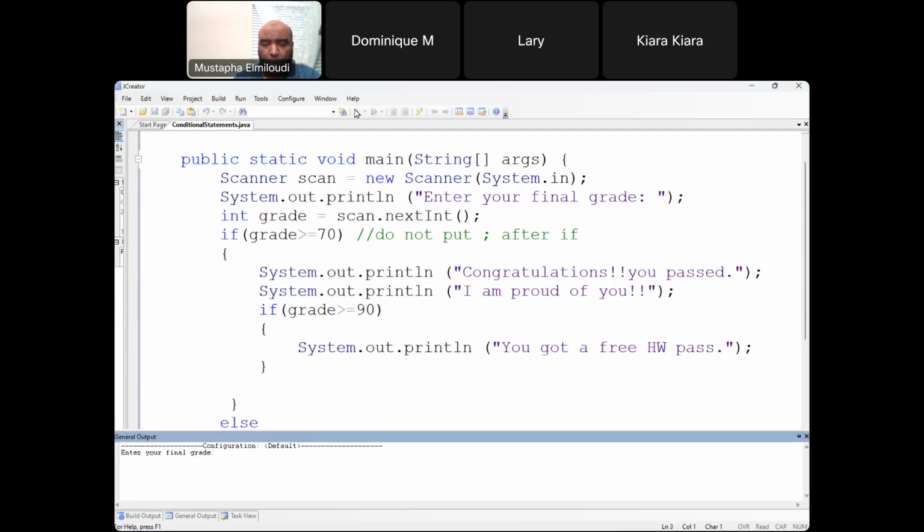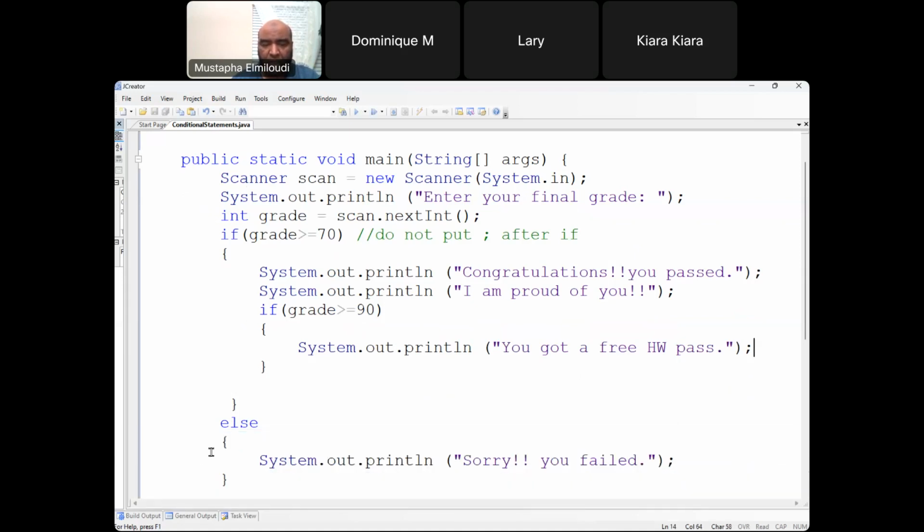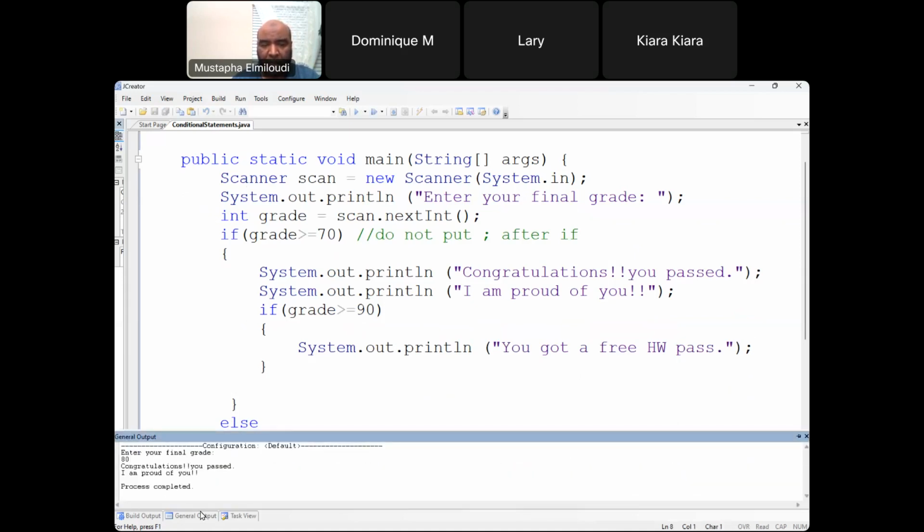Now let's start with the normal passing. Let's say 80. So 80, that's passing. Is it higher than 90? No. So they're not going to get a free homework pass. But still they're going to say, congratulations, see? Congratulations, you passed, I'm proud of you.